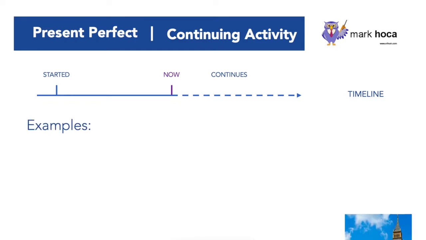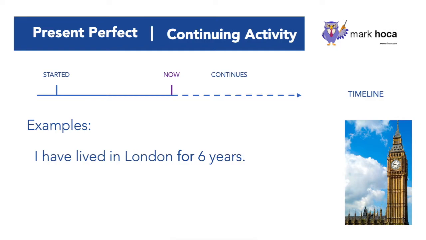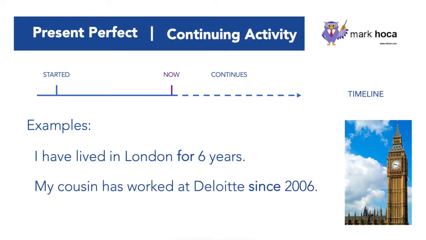How about some examples? So let's say I have lived in London for 6 years. This means sometime in the past, in this example, 6 years ago, I moved to London. I've been living there since then, and I will continue to live there. My cousin has worked at Deloitte since 2006. So if we have a year, we use since. If we have a time period, we use for.